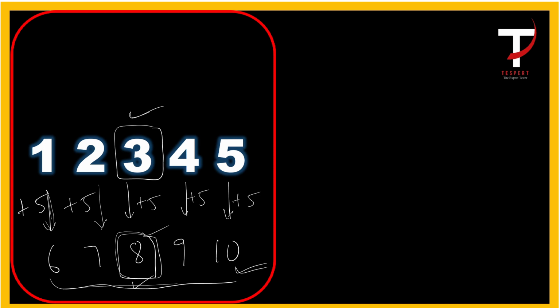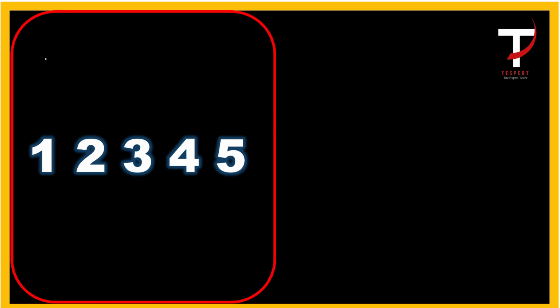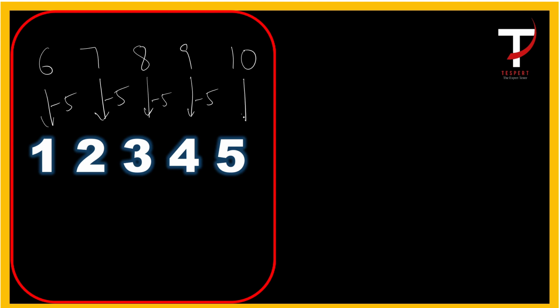So what can we conclude? On adding a quantity x to all the values, the average increases by x. In this case x is 5. Now what if we subtract the same value? Let's take 6, 7, 8, 9, 10, which are in arithmetic progression. We are subtracting 5, the same number, from all the terms, and 6 minus 5 is 1, and we get the resultant values.